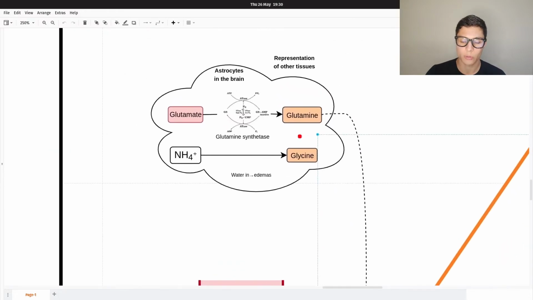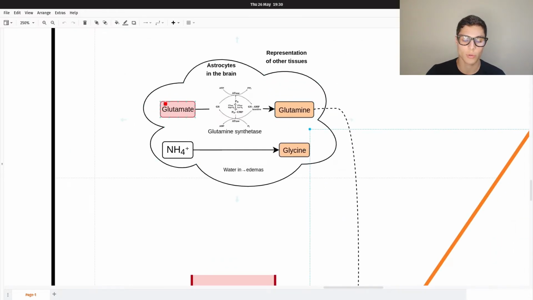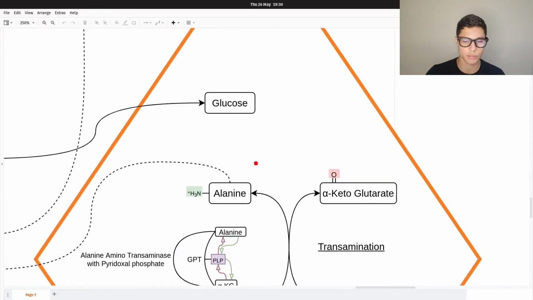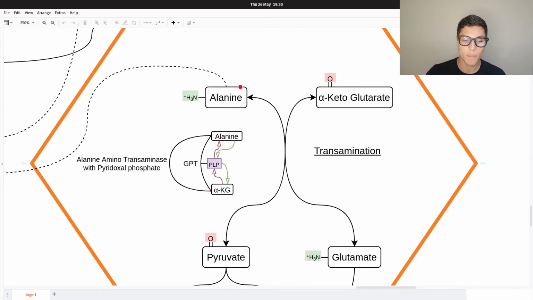Okay, so we talked about how glutamine will get those amine groups and send them to the liver. But why didn't we mention that in the muscle? Well, because, being a synthetase, we need ATP to create glutamine from glutamate. And we don't want that in the muscle because the muscle needs that energy to contract. So they have another mechanism.